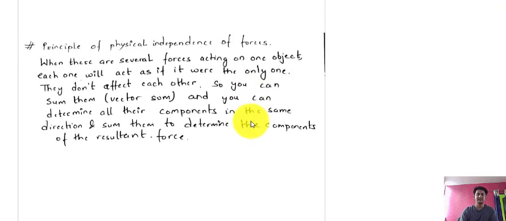Now the last one says that the principle of physical independence of forces. What is principle of physical independence of forces? Now suppose there is a system here. This is an object that has been kept on a surface. For example, I am taking. So one force is trying to move the body in this direction. Now one force is trying to move the body in this direction. This is force 1 and this is force 2. Okay.